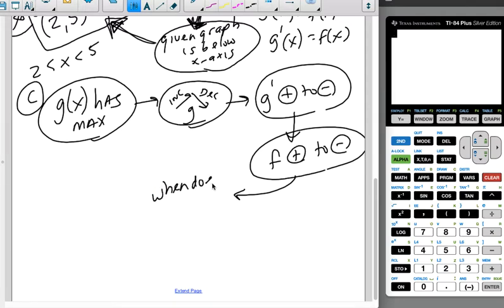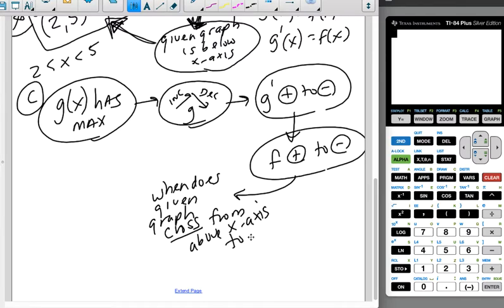What I want to see with my eyes is when does the given graph cross from above the x-axis to below the x-axis. That's what I need, right? That's what's going to make a relative maximum. That's what I'm looking for. And so then I can look when I scroll back up to my graph and I can get my answer.